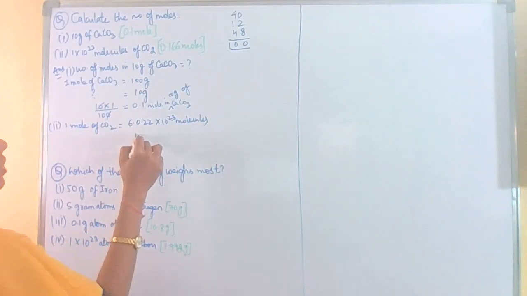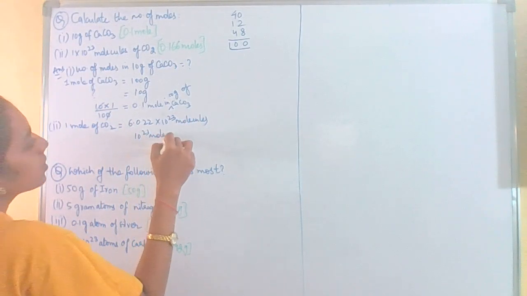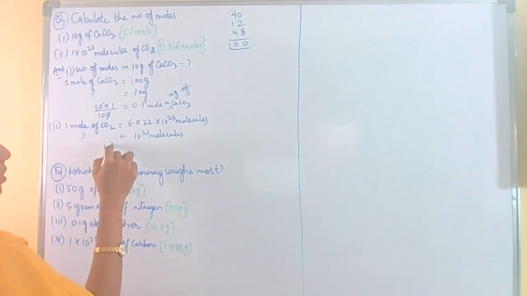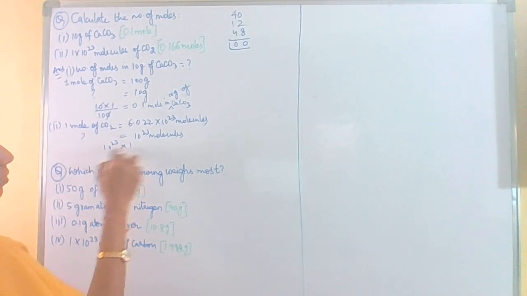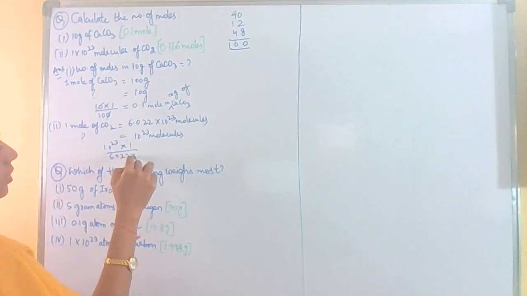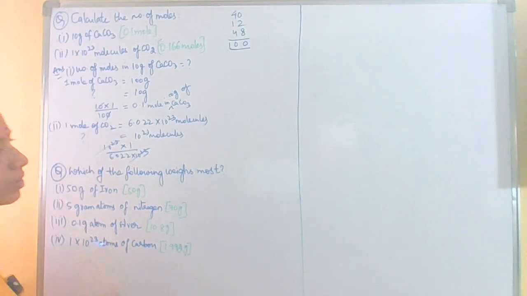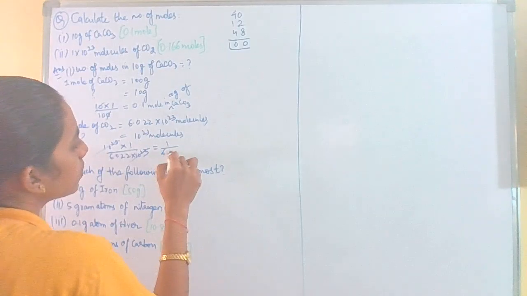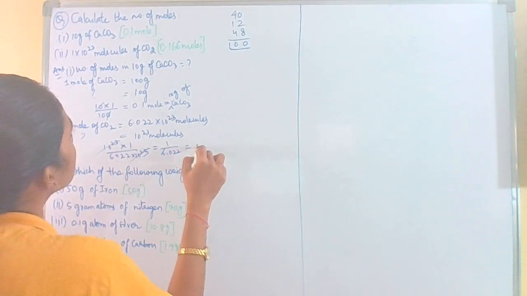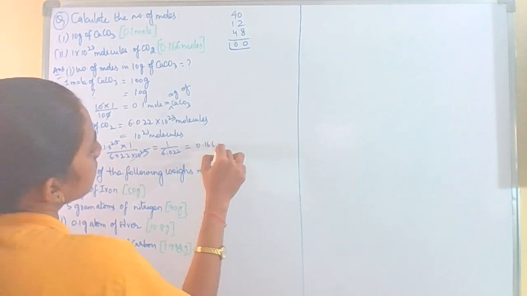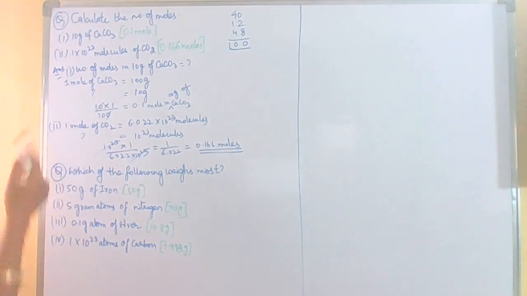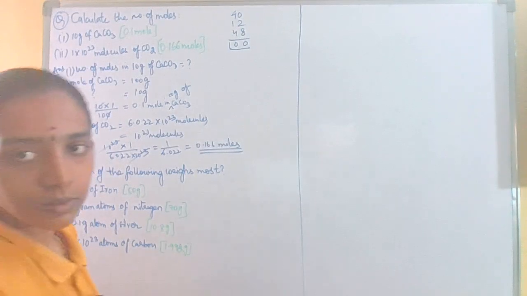Then 10 to the power 23 molecules of carbon dioxide contains how many moles? 10 to the power 23 into 1 by 6.022 into 10 to the power 23. 10 to the power 23 gets cancelled. We will be getting 1 by 6.022, which is equal to 0.166 moles is present in 10 to the power 23 molecules of carbon dioxide. Okay. Now we'll see the next question.